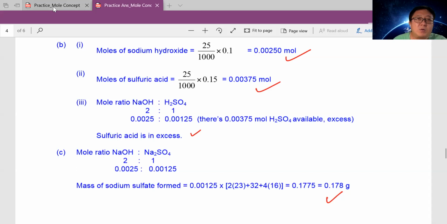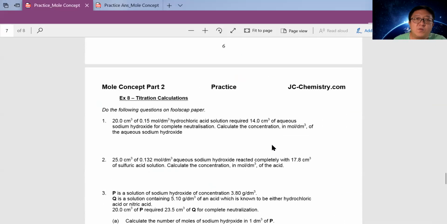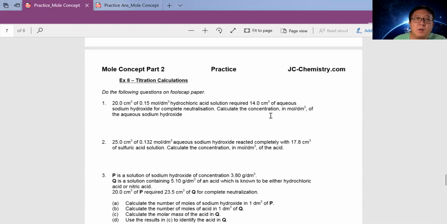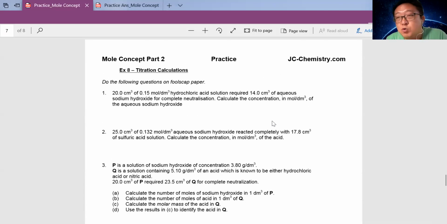Okay, let's go back to the question paper. Next part, titration question. This part you need to do on the foolscap paper, as I think the space here is too small. I will run through it with all of you, because this is usually the last part of your practical paper. Remember, in your practical paper, after you finish all the titration, towards the end they ask you to find the concentration of your sodium hydroxide, or the concentration of this acid, and so on.